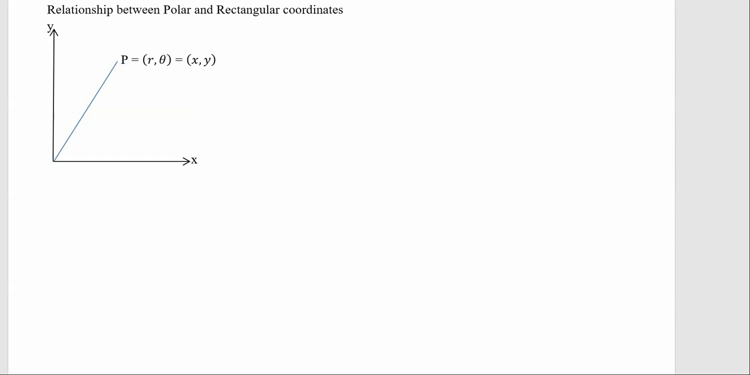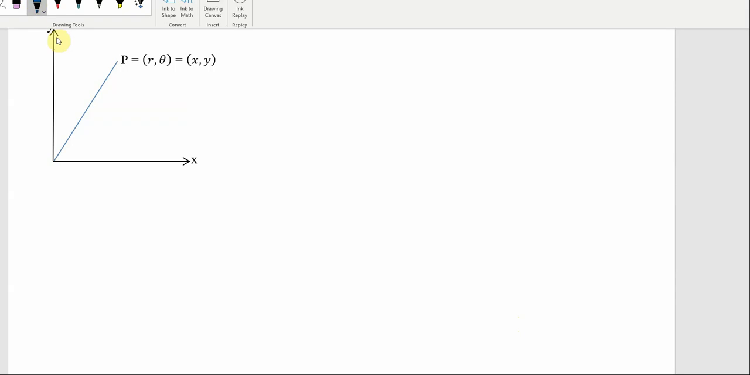Okay, today's video we're going to continue to look at polar coordinates, and in fact today what we're going to do is compare them to rectangular coordinates and see how we can convert between the two.